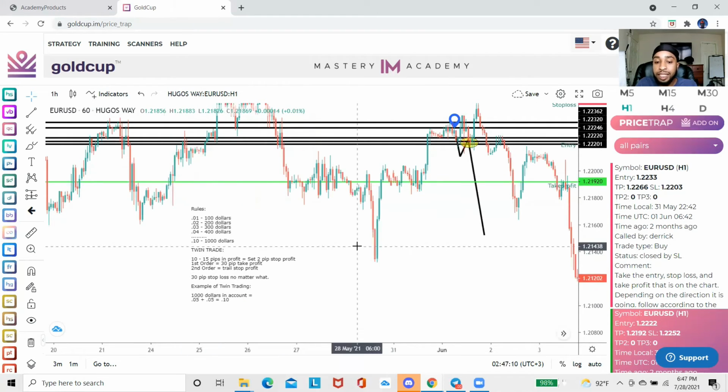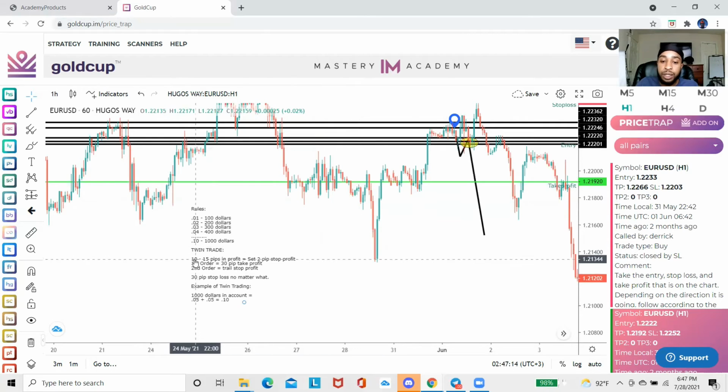You're going to twin trade. What does it mean to twin trade? It means you're going to split your position in half, okay? So whenever you twin trade, whenever you get about 10 to 15 pips in profit, you're going to set a 2 pip stop profit. That means instead of break even, you're actually going to put your break even 2 pips in profit. So instead of getting hit at break even, which we know technically, spread makes it where you technically lose, right? Your break even is actually going to be profitable.